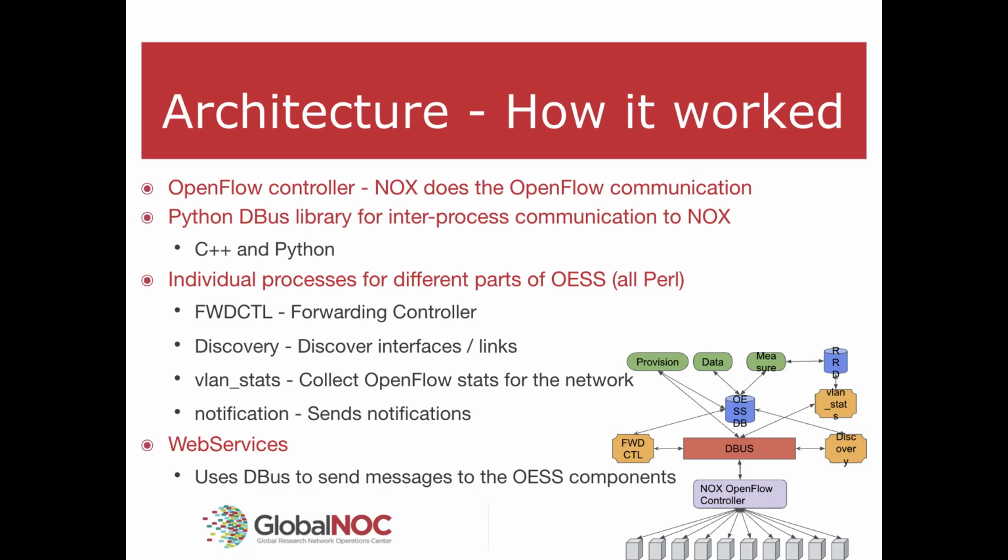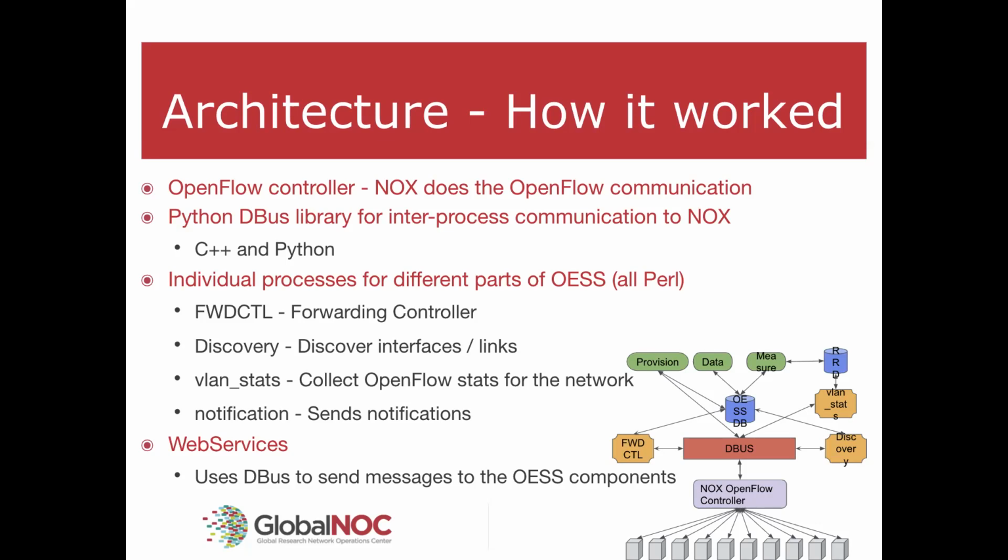There was discovery, which basically did discovery of links and interfaces. So if you remember, OpenFlow had packet in, packet out. And so you could actually send a packet out, get it on the other side and determine that there was a link between these two nodes. And so we actually used that to discover the topology of the network and update the topology as it changed.